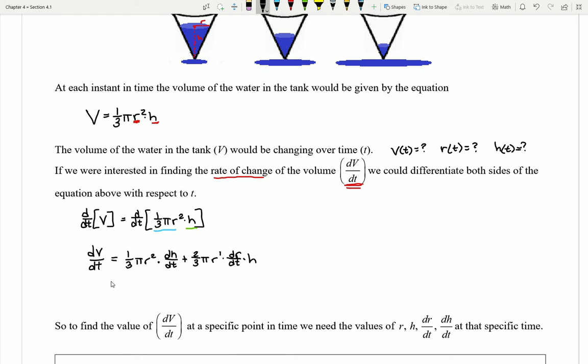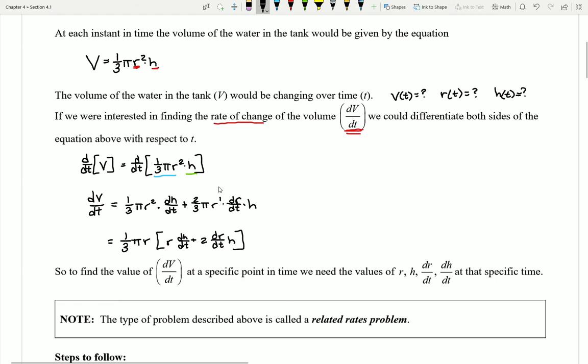And so you'll notice a couple things here. First off, I might be able to write this a little bit differently to clean it up. I could take out something like a 1/3 and maybe a pi and maybe even a value of an r. That would leave me with an r dh dt plus a 2 and I guess a dr dt times an h. So this is probably about as simple as I can make the derivative look.